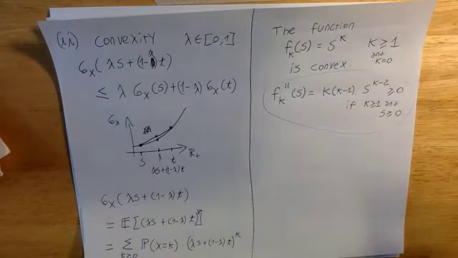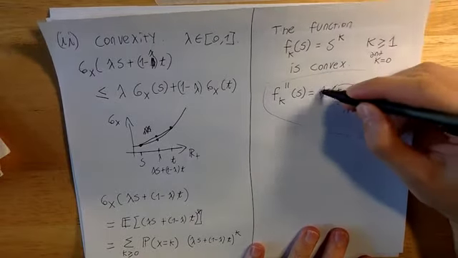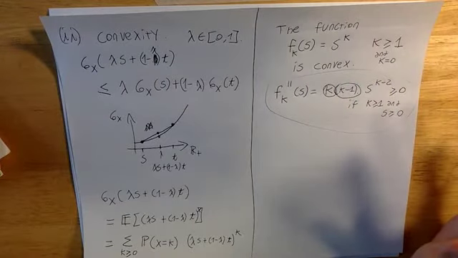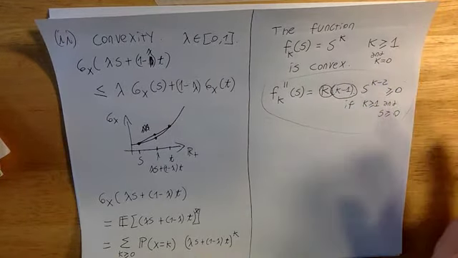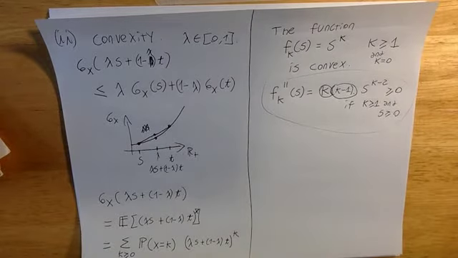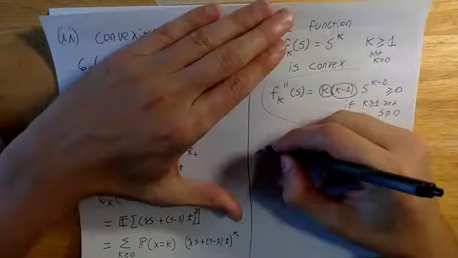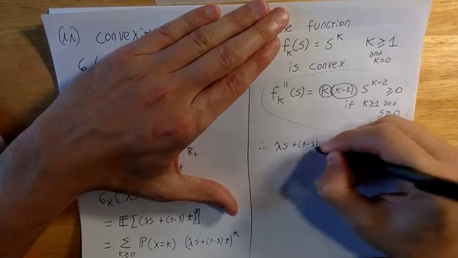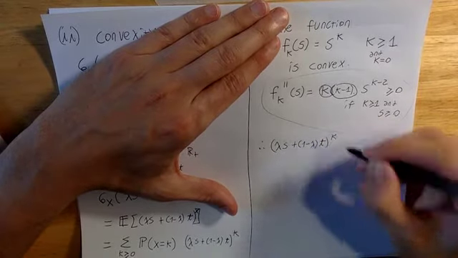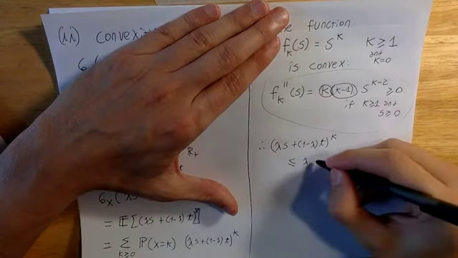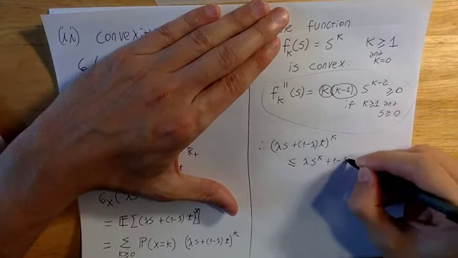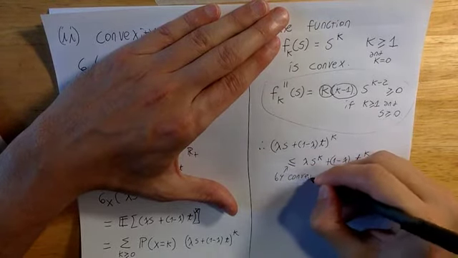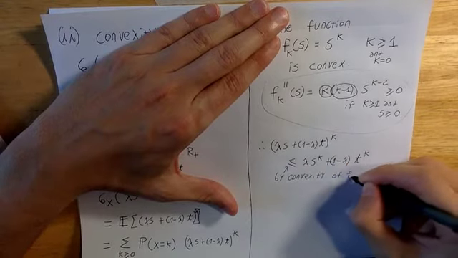So in particular, it's convex for k bigger or equal than 1 and k equal to 0. Okay, so for k between 0 and 1, you actually don't have convexity, but in this case, because we are away from that set, we actually have convexity of this function. So in particular, we have that lambda s plus 1 minus lambda t to the k is less or equal than lambda s to the k plus 1 minus lambda times t to the k. This is by convexity of fk.